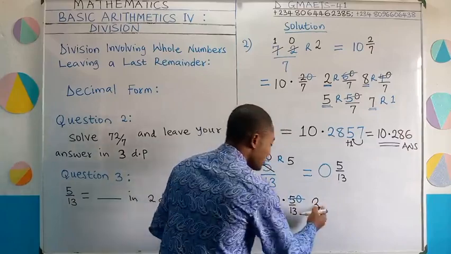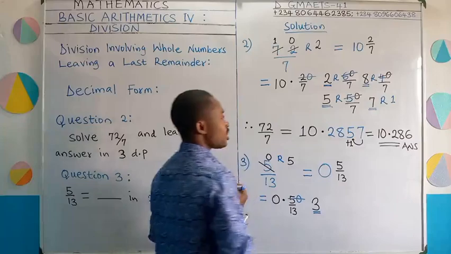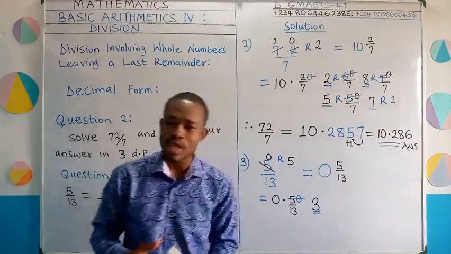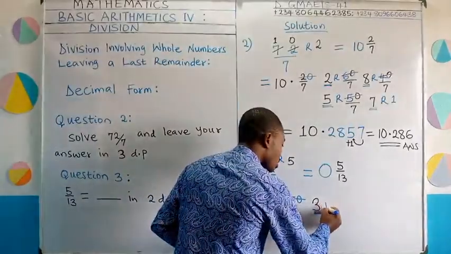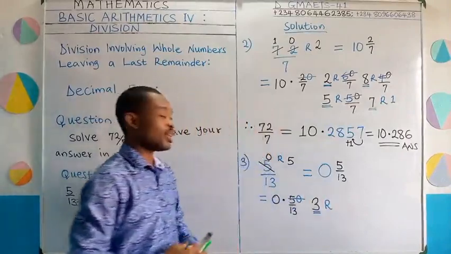This is my first decimal digit. That will be part of my answer, so I'll underline it. That 3 whole times, there is a remainder. So I'll write remainder. Let's find out the remainder, please.